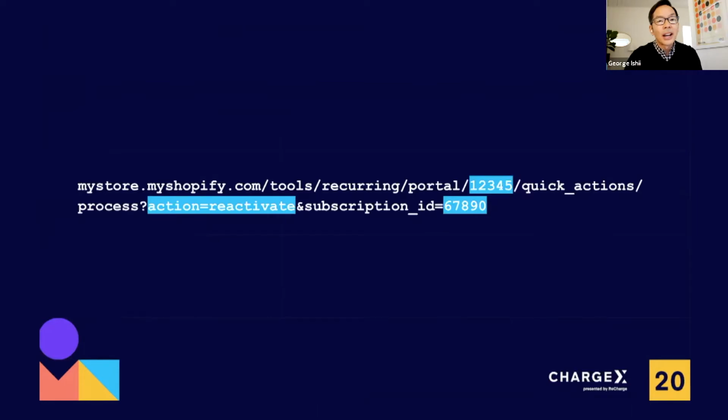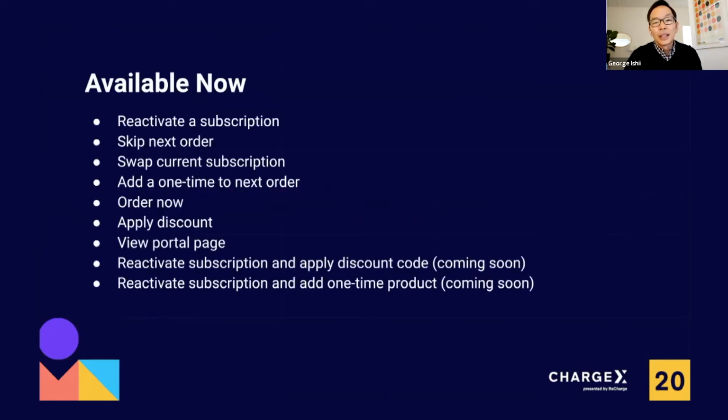First, the customer ID. It's actually the customer hash from the customer portal, for security reasons. Second is the action that you want to perform. In this case, it's reactivating a subscription. And third, the subscription ID that you pass. What more can you do than reactivating a subscription? Well, available now, we have a long list of things that you could do.